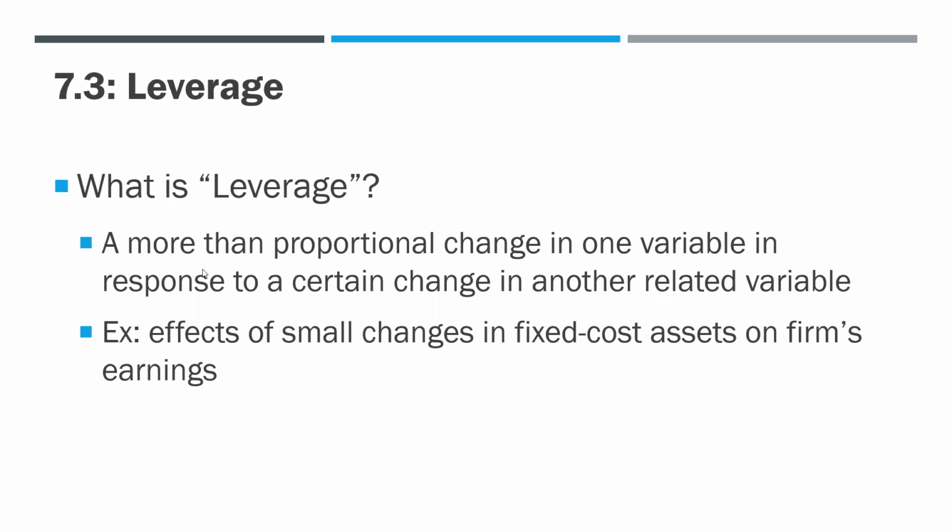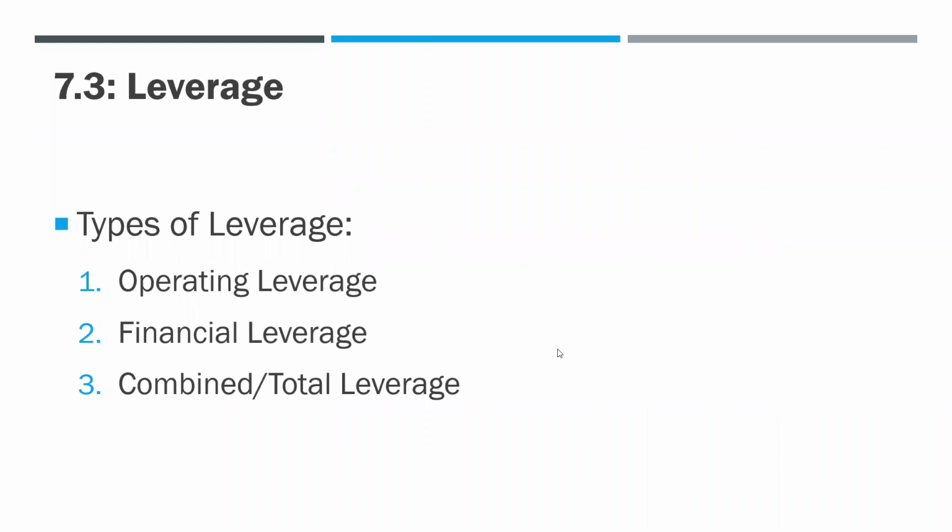So leverage is more than a proportional change in one variable in response to a certain change in another related variable. A business example might be the effects of small changes in fixed cost assets on a firm's earnings. We'll get into a couple of examples here.